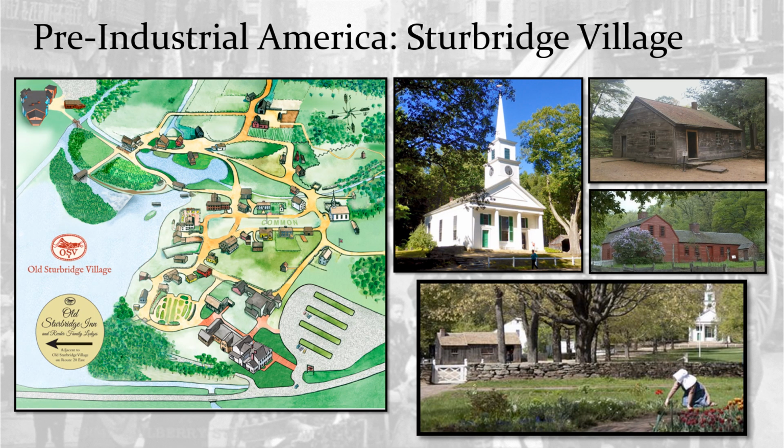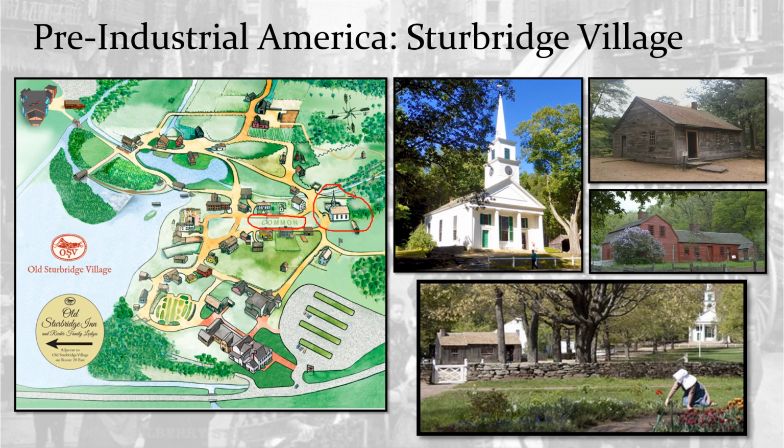If we look at a model, this is a museum in Massachusetts called Old Sturbridge Village, and it gives you a snapshot of what pre-industrial America looked like. You had a church at the very center, which you can see. I'm going to try and mark it right here. It had a clock in the tower, and that was really the clock for the town in order to keep time.